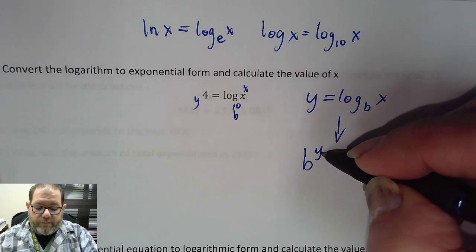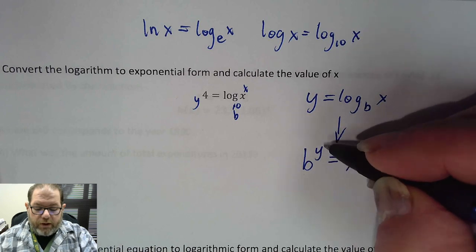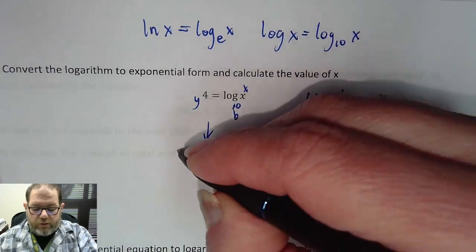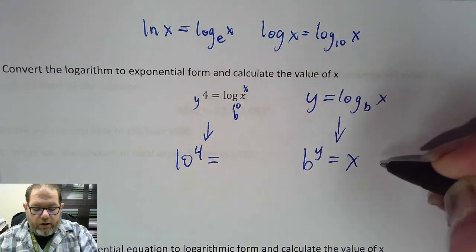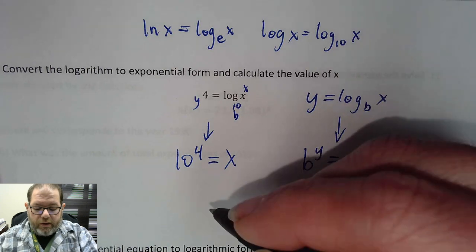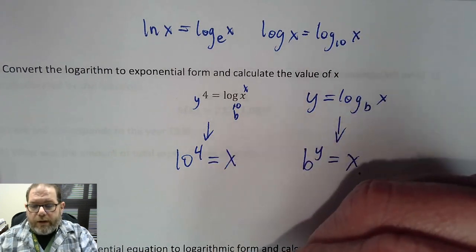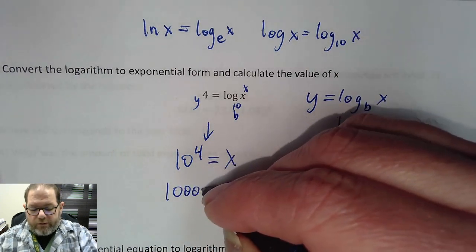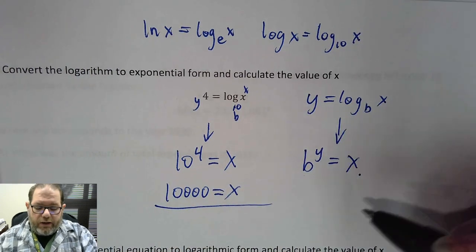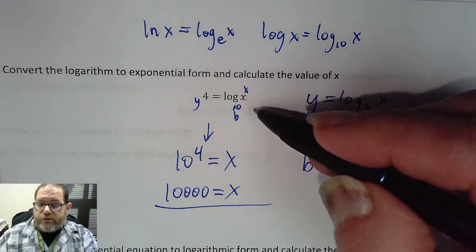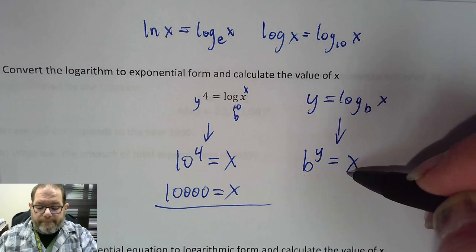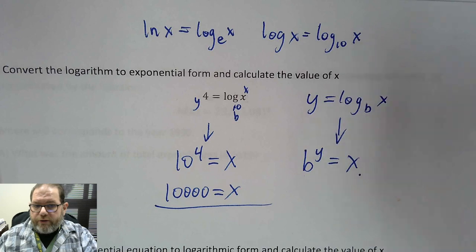So now we rearrange them in this order. B first, raised to the y. So 10 raised to the 4 equals x, which is still just x in this case. And then if we take 10 to the 4th power, that's going to give us 10,000. So we end up with 10,000 equals x. That's how we solve an equation like this, by converting it from log to exponent form. And that's what lets us calculate the value of x.